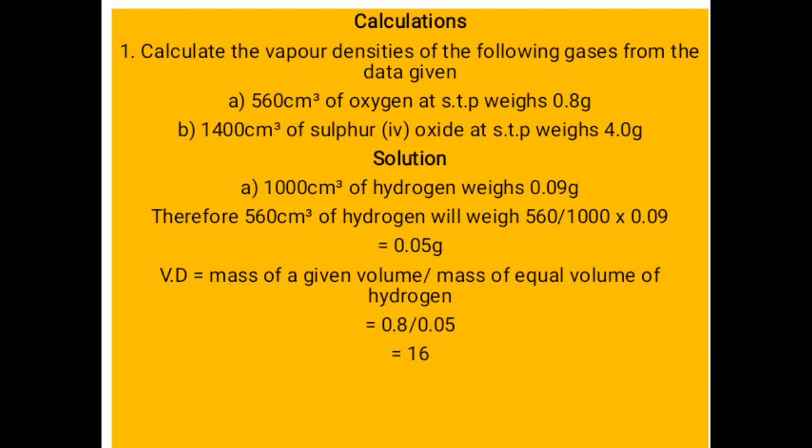That is the mass of hydrogen when the volume is the same as oxygen, which is 560. Having known that, you now apply the formula to get the vapor density, which is mass of a given volume of oxygen over mass of equal volume of hydrogen. Mass of oxygen is 0.8 over mass of the hydrogen, which we have calculated, 0.05. Punch your calculator, you have 16. There is no unit. Hope you're writing. That is for number 1.